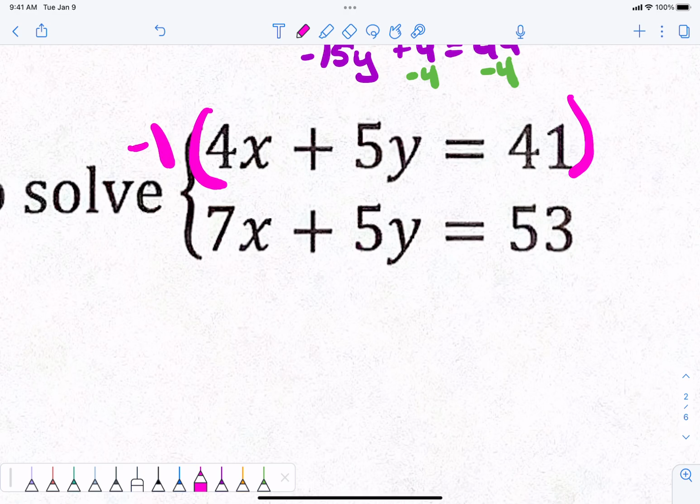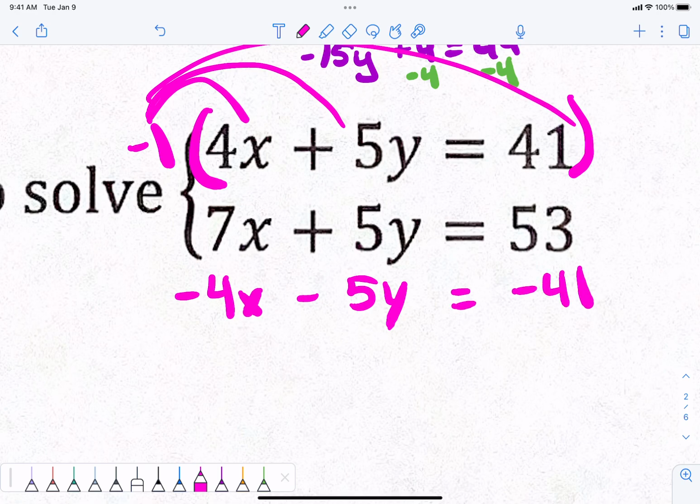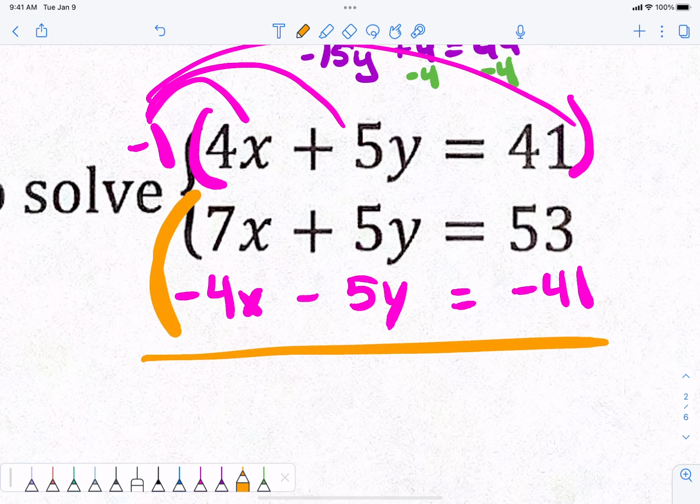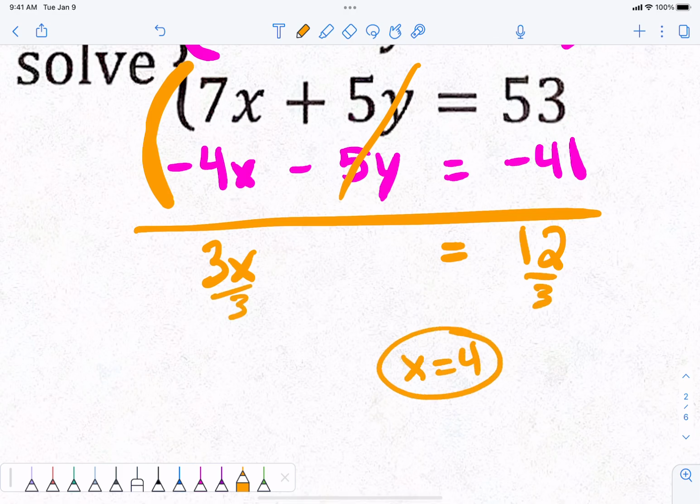Negative 1 times the top. Negative 1 times 4x is negative 4x. Negative 1 times 5y is negative 5y. Negative 1 times 41 equals negative 41. Okay, now what do you do? We're going to add them, right? 7x minus 4x is 3x. The 5y's cancel off, and that equals 12. Okay? 3x equals 12. Divide by 3, and x is 4. We're getting closer now.